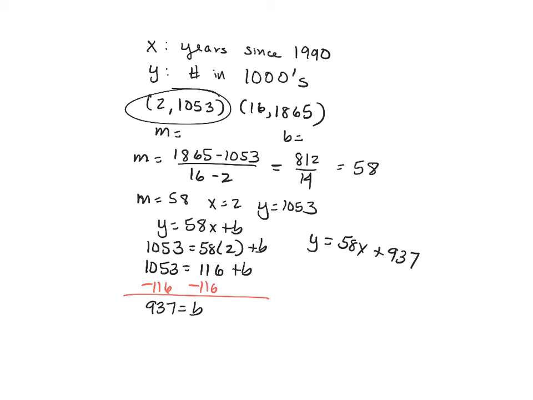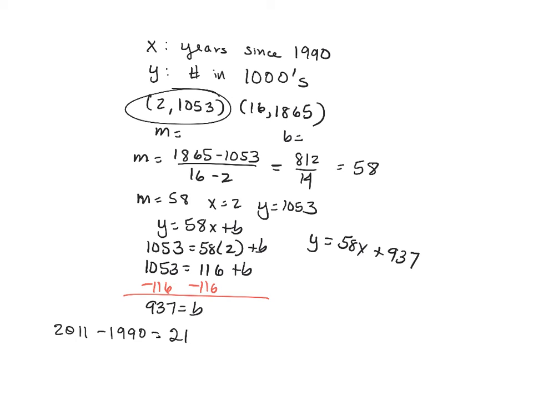And it says the model predicts that there will be approximately how many prisoners by the year 2011. So remember, this was the number of years since 1990. So I'm going to have to take 2011 minus 1990 to figure out what I'm going to use for my x. So 2011 minus 1990 is 21.